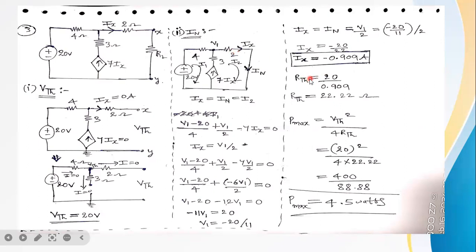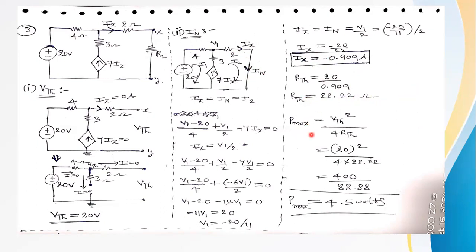Then how to find RTH? RTH is VTH divided by IN. VTH is 20, and Norton's current is 0.909, so RTH is 22.22. Resistance is not negative. Don't consider negative for resistance; the negative represents the polarity direction of the current only. That's why RTH is equal to 22.22 ohms.